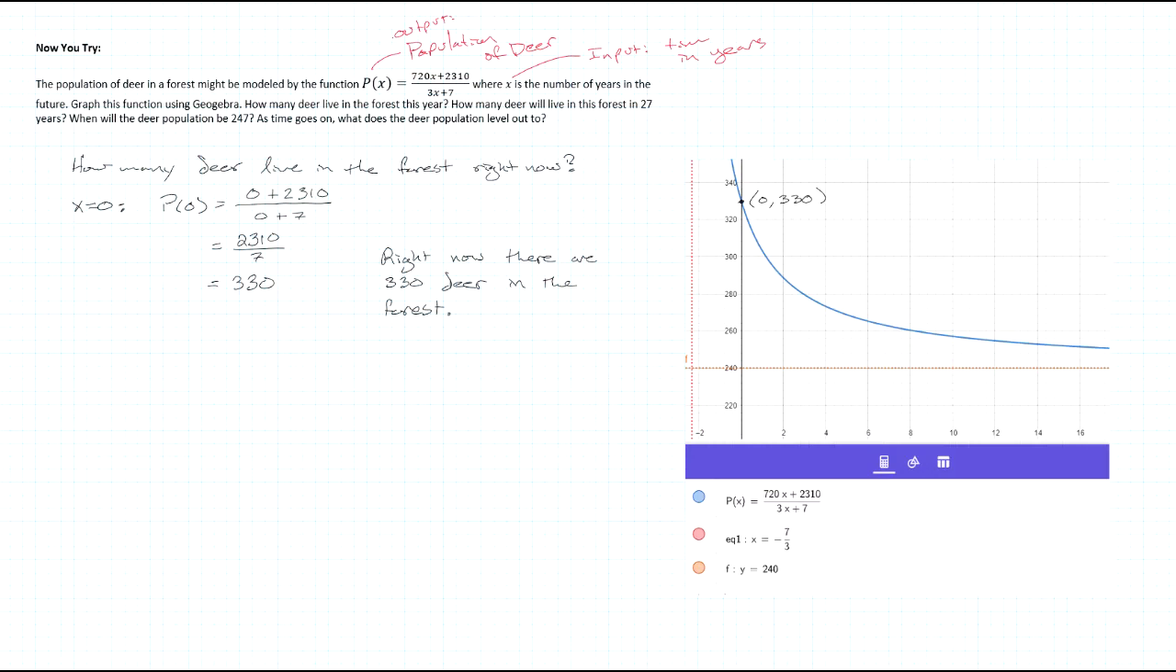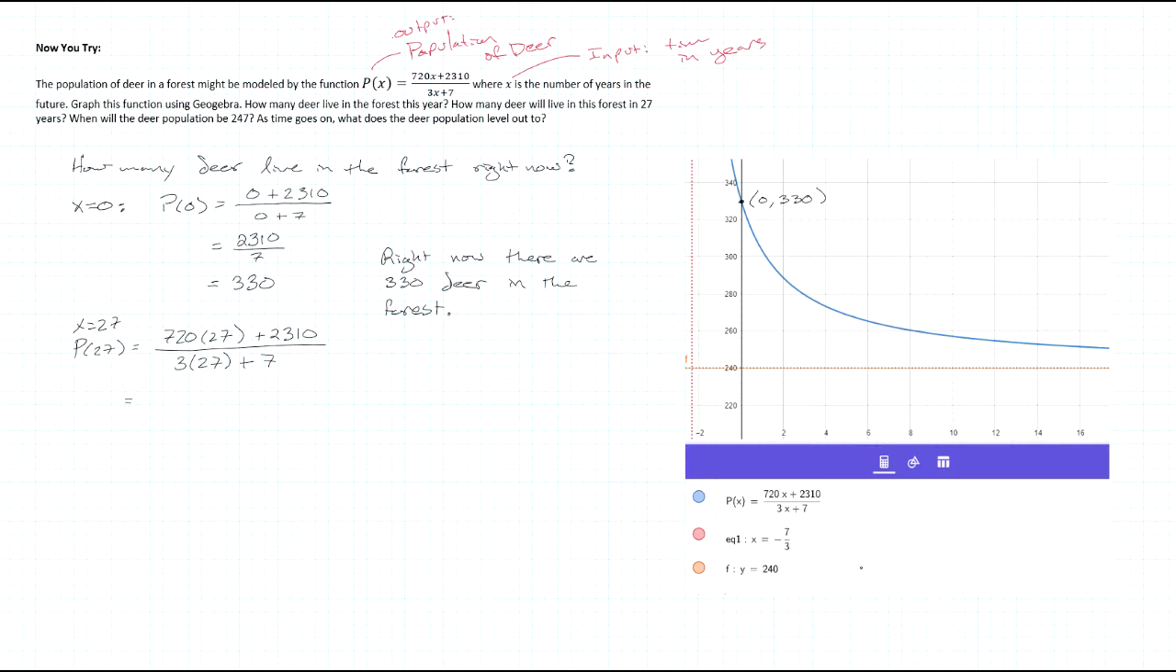Next question, how many deer will live in the forest in 27 years? Now that's outside of where I've graphed here, but that's okay. We can find that with the function. We can say p of 27. We can plug 27 in for x, and we'll get 720 times 27 plus 2,310. We can divide all of that by 3 times 27 plus 7.